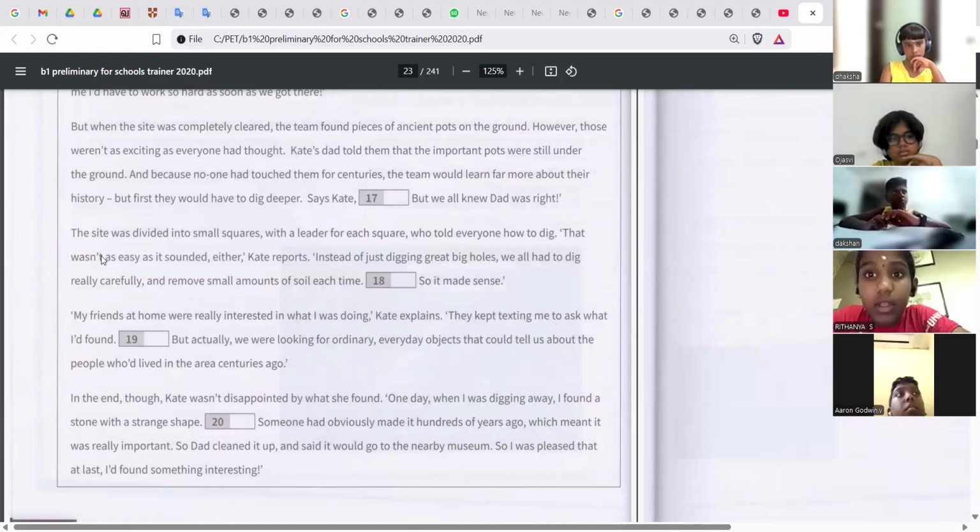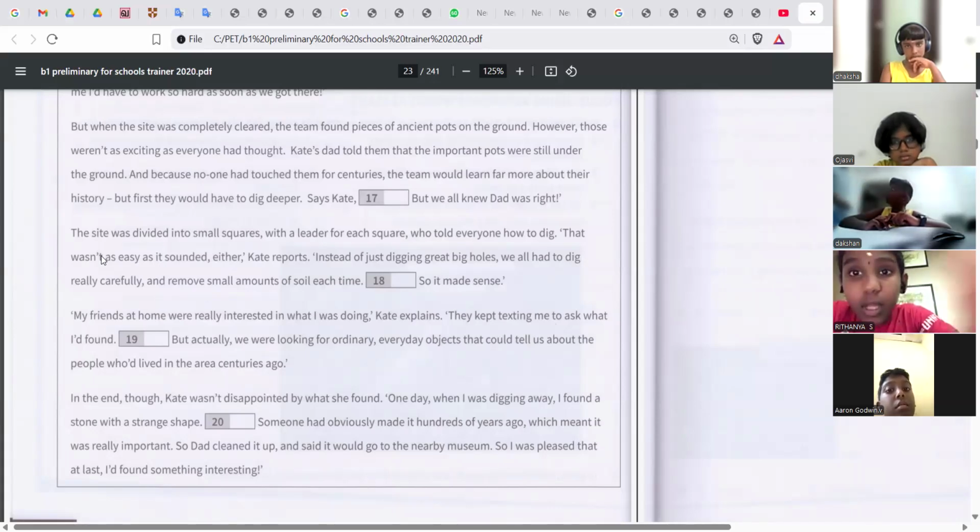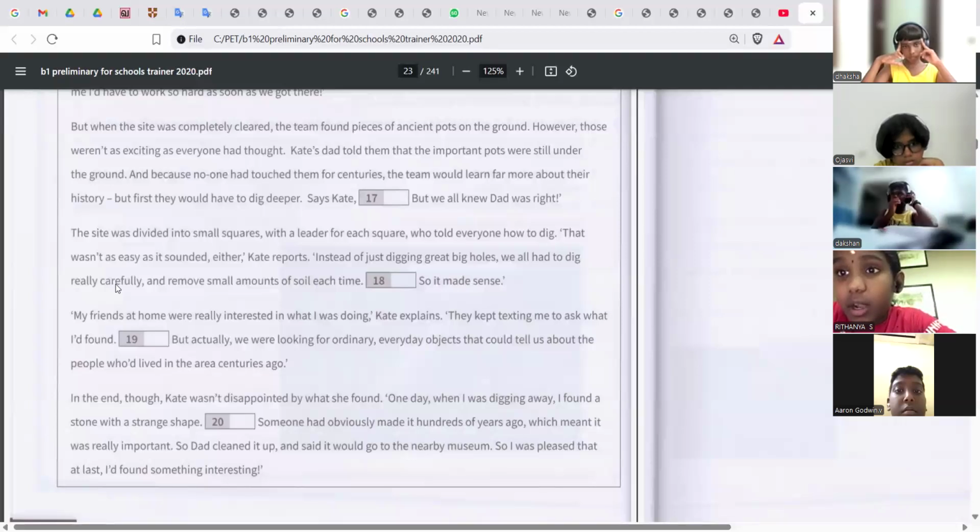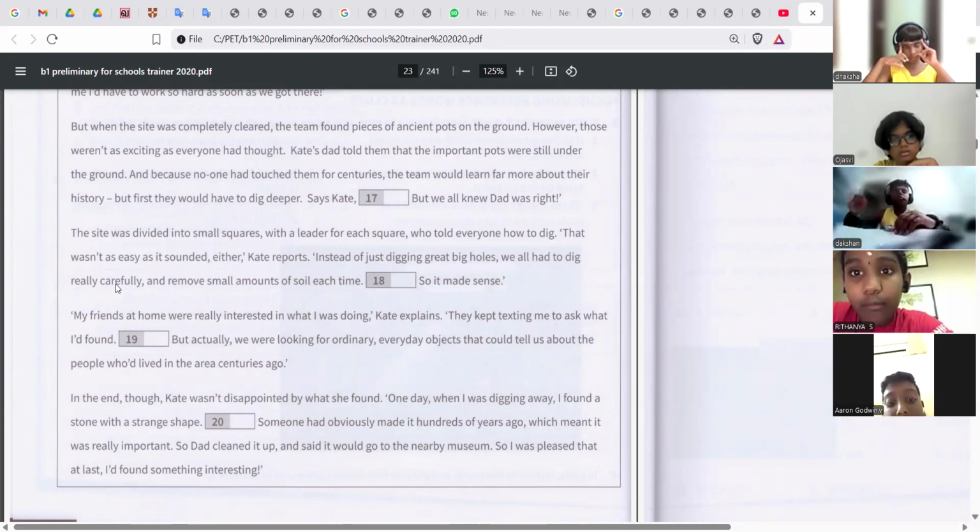The site was divided into small squares with a leader of each square who told everyone how to dig. That wasn't as easy as it sounded either, Kate reports. Instead of just digging great big holes, we all had to dig really carefully and remove small amounts of soil each time. So it made sense.